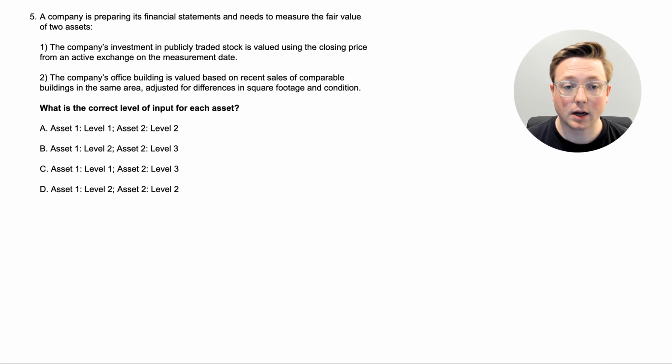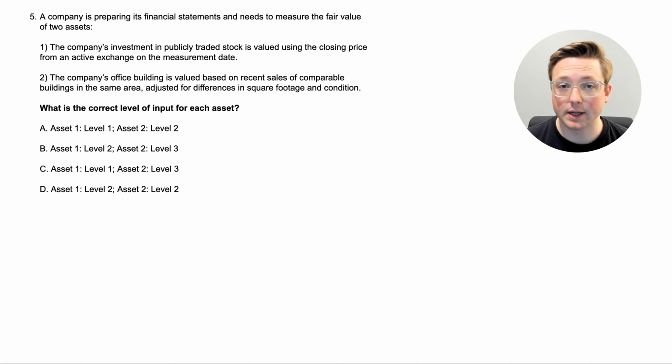Let's go through this. A company is preparing its financial statements and needs to measure the fair value of 2 assets. The first asset is a company's investment in a publicly traded stock, and it's valued using the closing price from an active exchange on the measurement date. And then there's 2, the company's office building is valued based on recent sales of comparable buildings in the same area, adjusted for differences in square footage and condition.